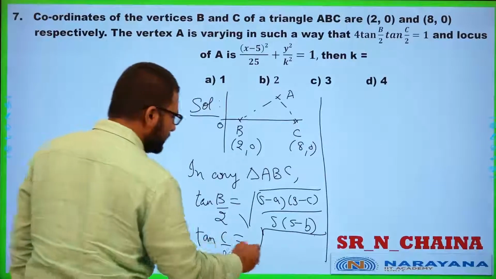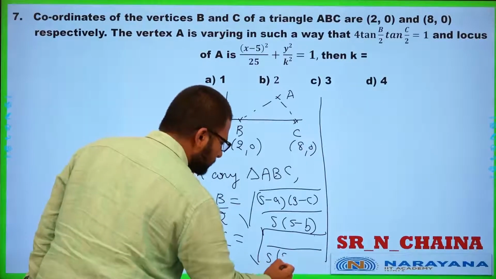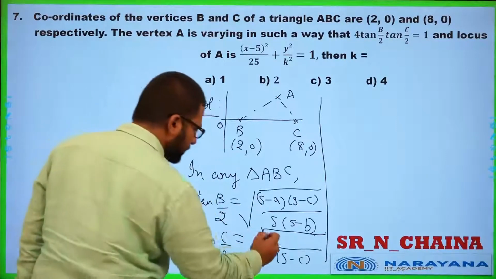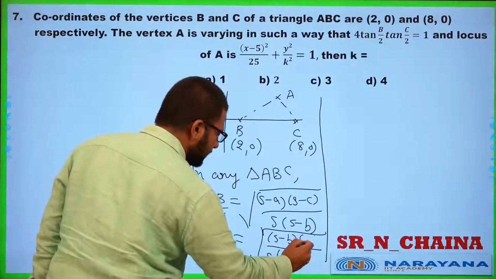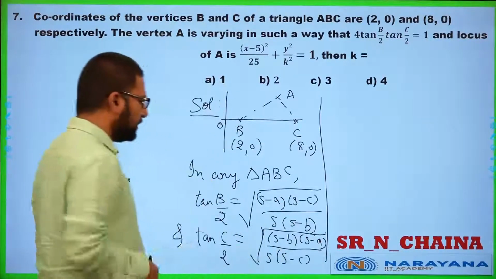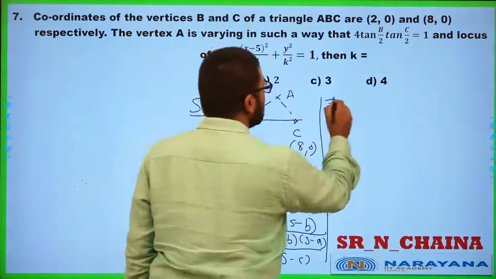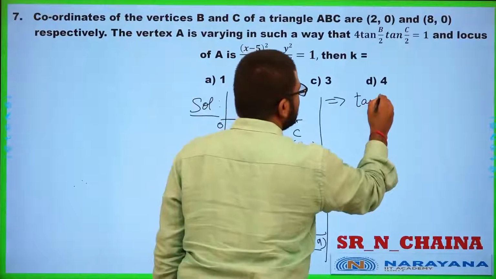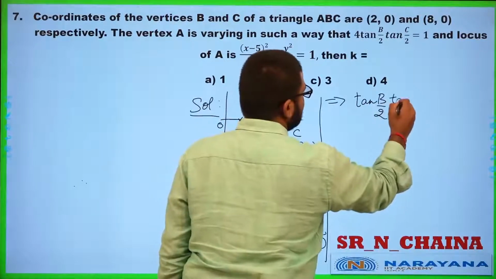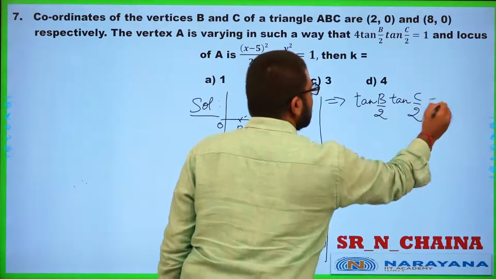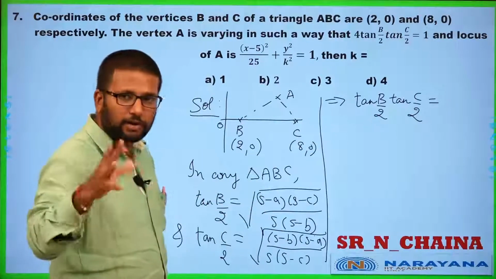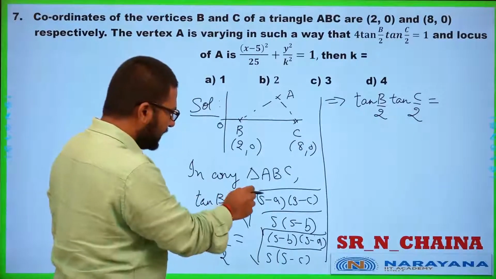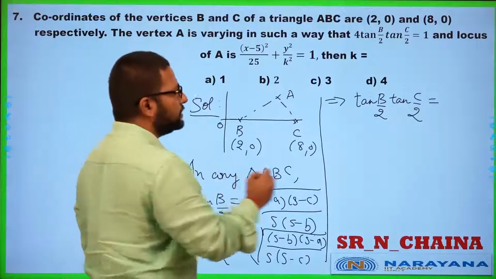Similarly, if this is C here, then in the denominator you will have S into S minus C, so the numerator would be S minus B into S minus A. Which means, just multiply, because it is given in the question, tan B by 2 into tan C by 2 is how much? Multiply these two, what will happen? S minus A is there on both sides, so we will have an S minus A.